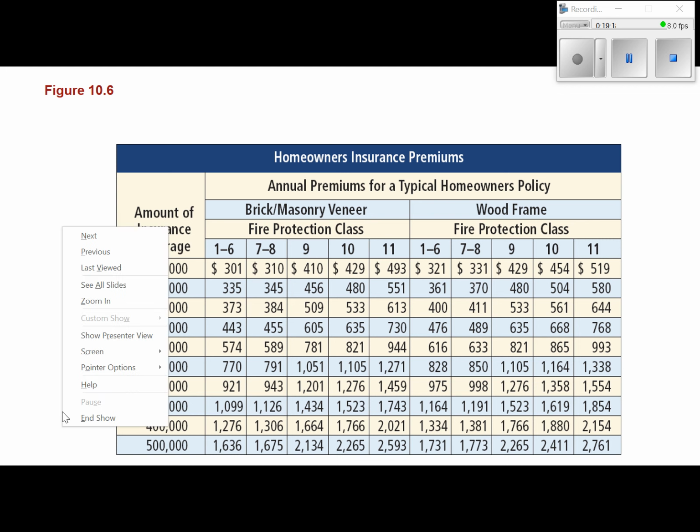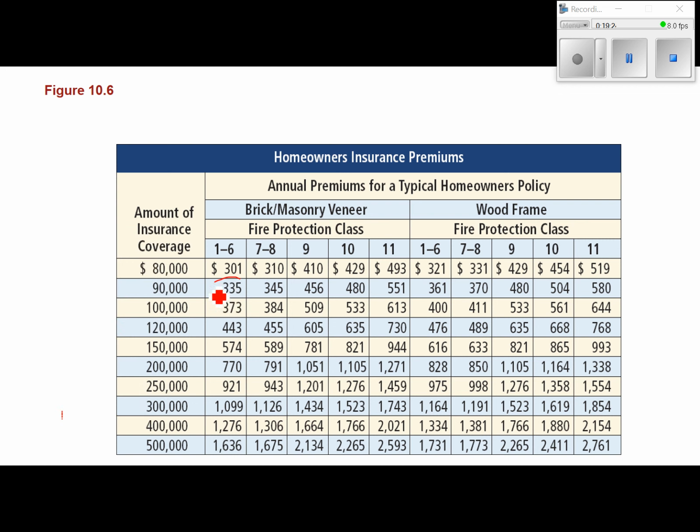This is just a chart. Notice brick. You look at the rates on here, and if it's brick and it's in fire protection classes 1 through 6, you get a better premium rate than if it's wood and it's in that same class 1 through 6. So that's just a chart that insurance companies use. This is probably an old chart, so it's probably outdated now.